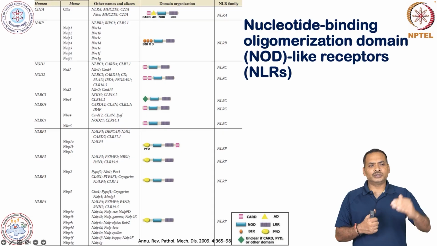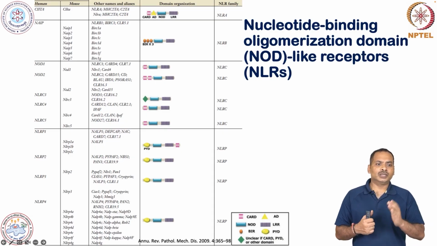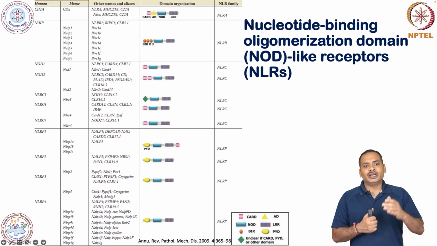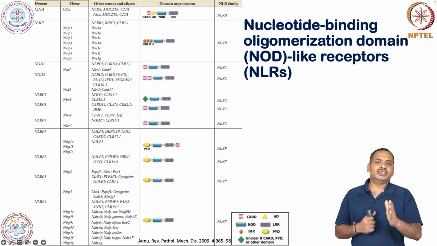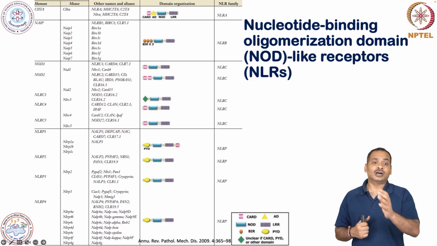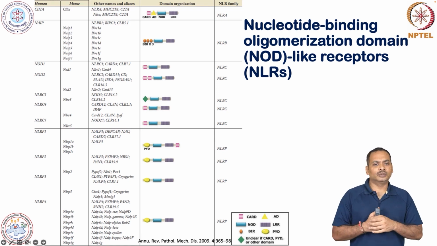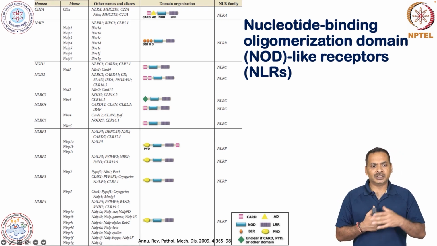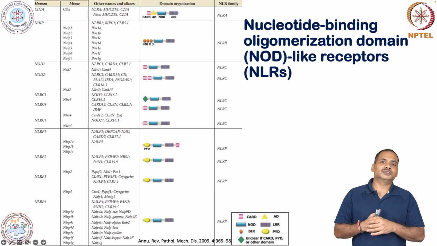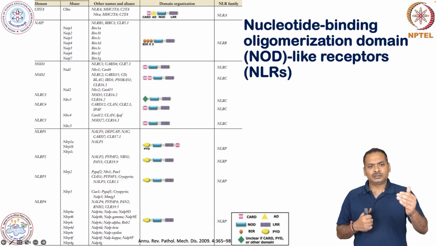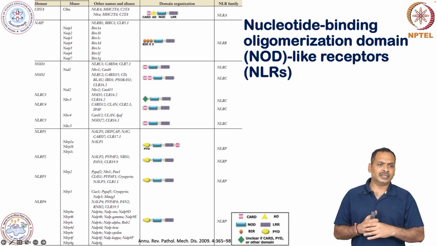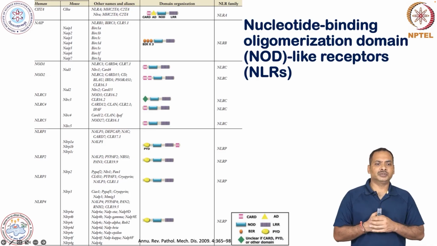Another class has NLRP1, 2, 3, 4. If you see carefully, they have a pyrin domain instead of a CARD domain. They have a pyrin domain, NOD domain, leucine rich repeat domain, and in the case of NLRP1, both a pyrin domain and a CARD domain are present. NLRP2 and NLRP3 have only a pyrin domain. In addition, NLRP4 also has only a pyrin domain, NOD domain and leucine rich repeat domain.